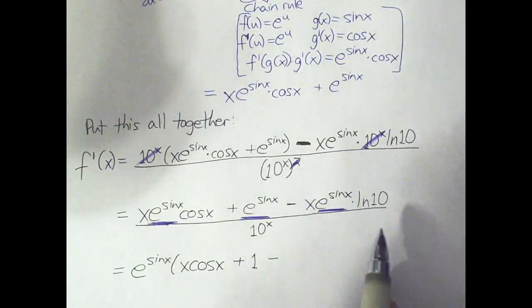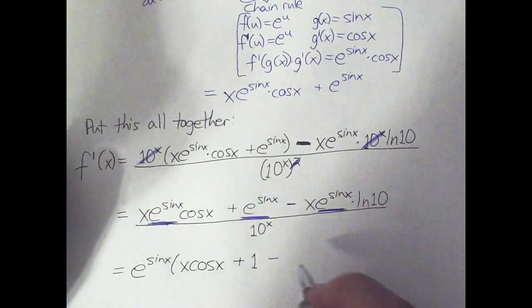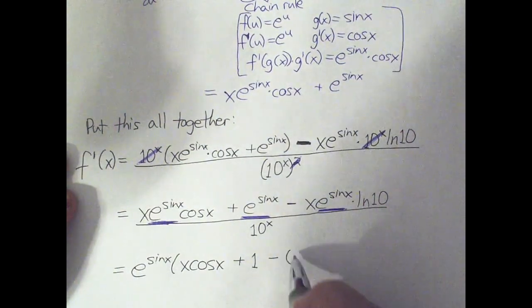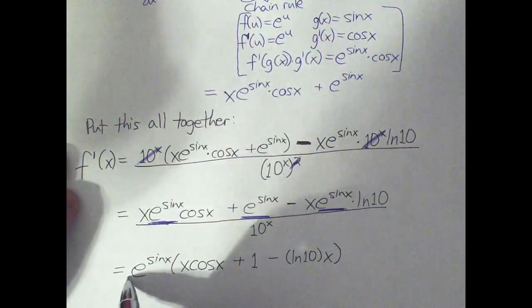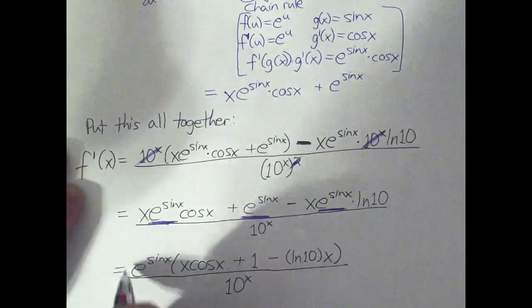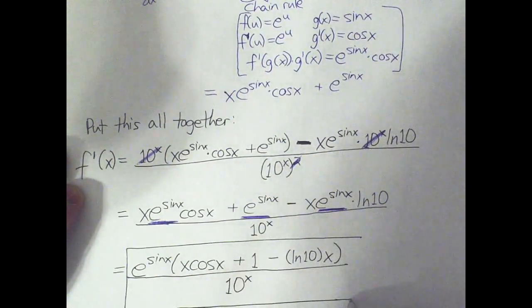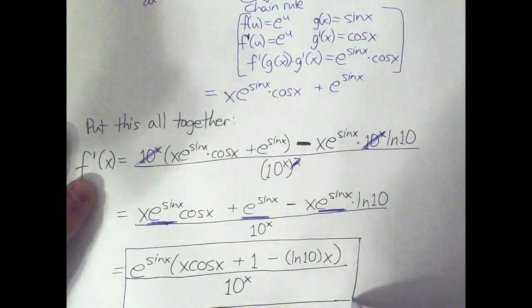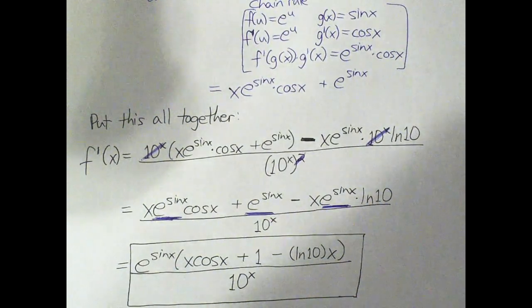Well, it's x times ln 10. But I said that usually I prefer to write constants out front, so I'm going to do it as ln 10x instead of x ln 10. All of that is over 10 to the x. We are done. That is the answer. Wow. Okay, so that was a tough one.